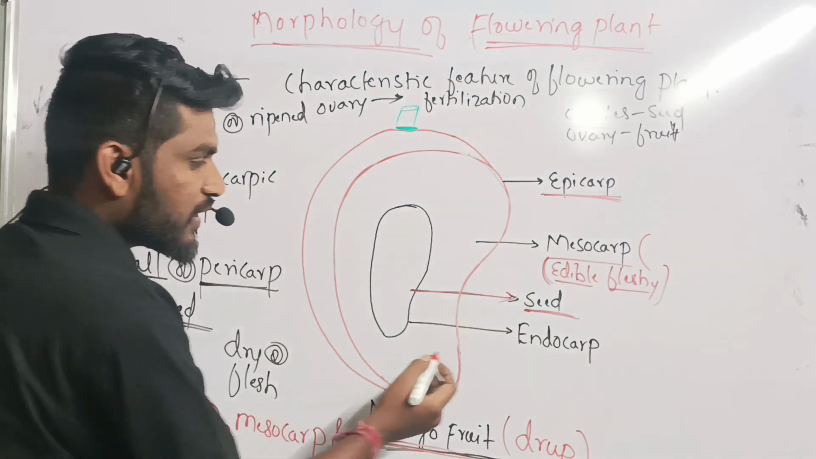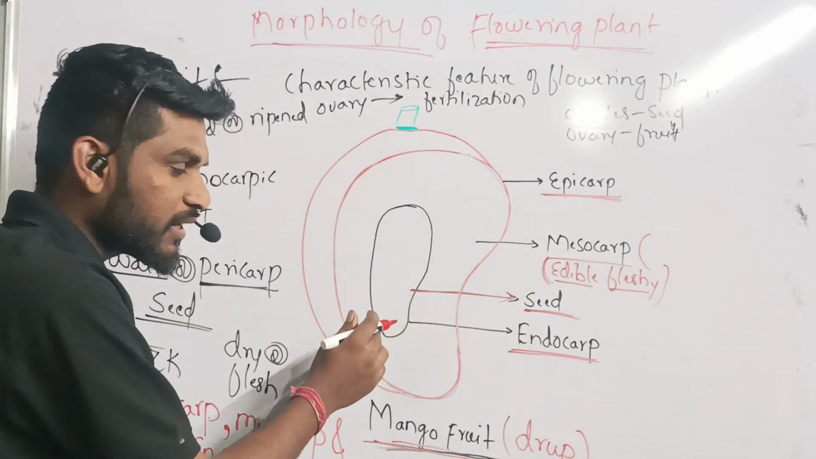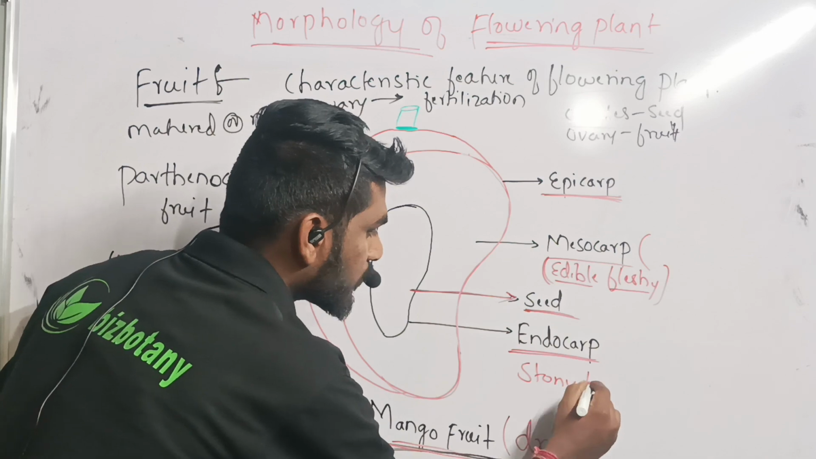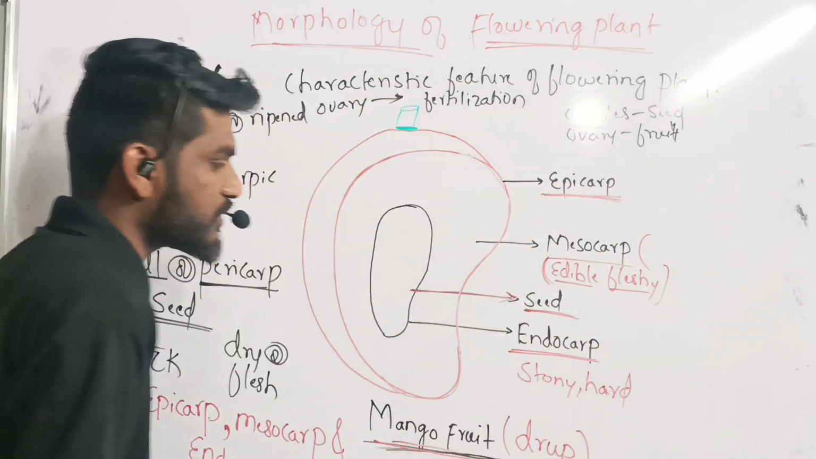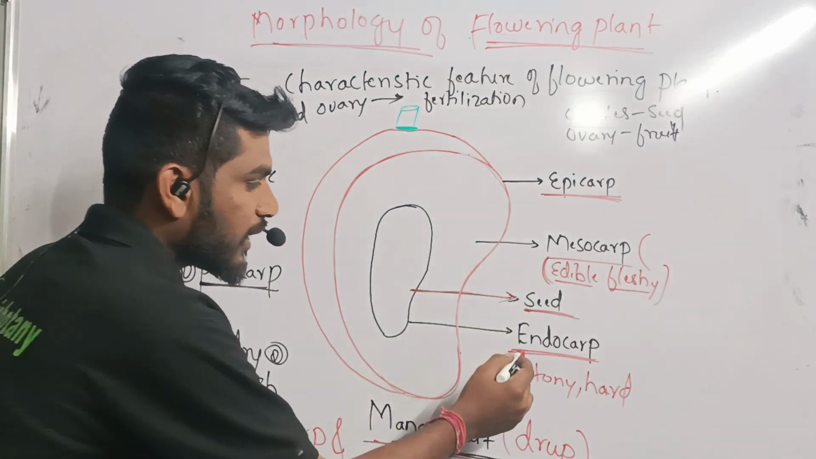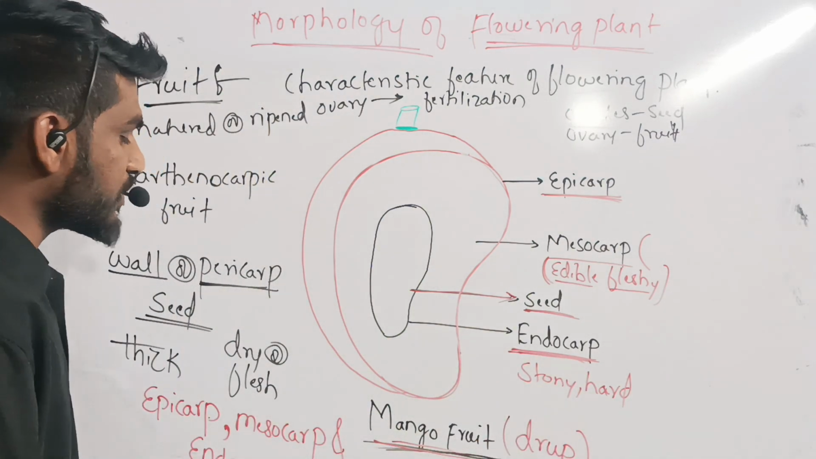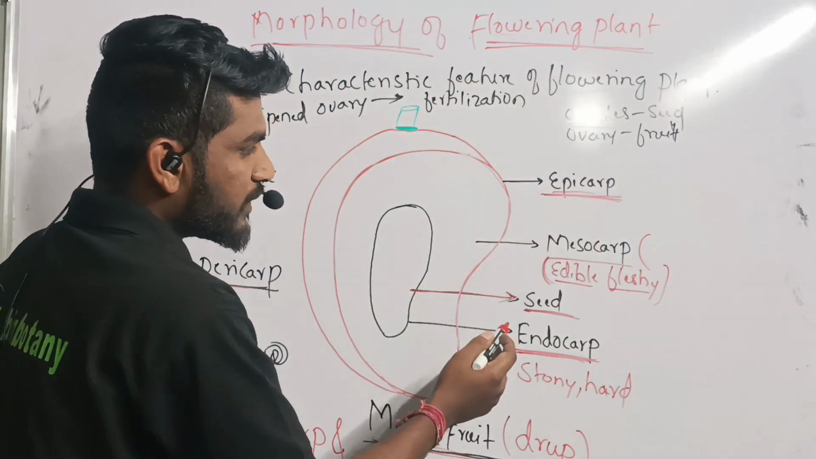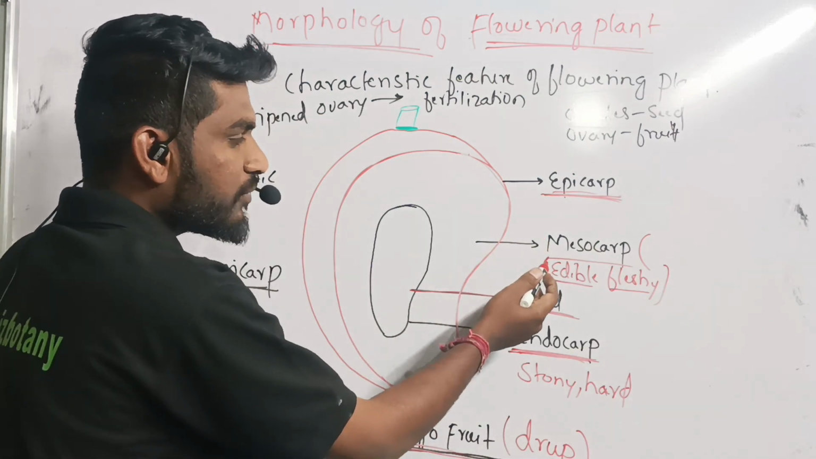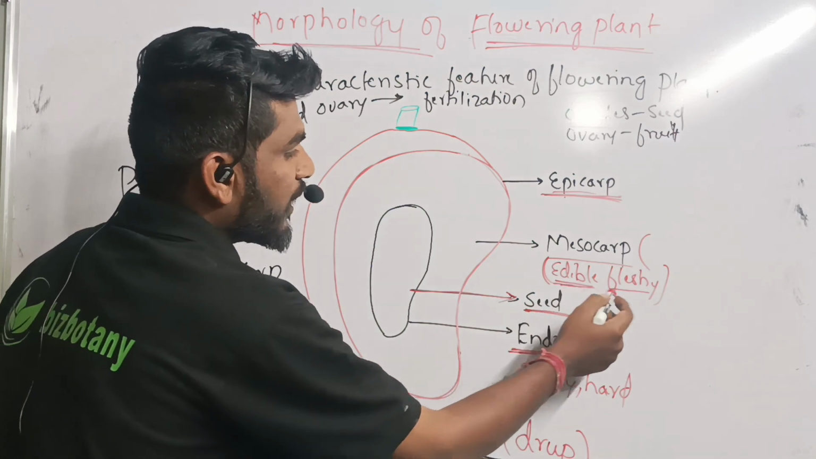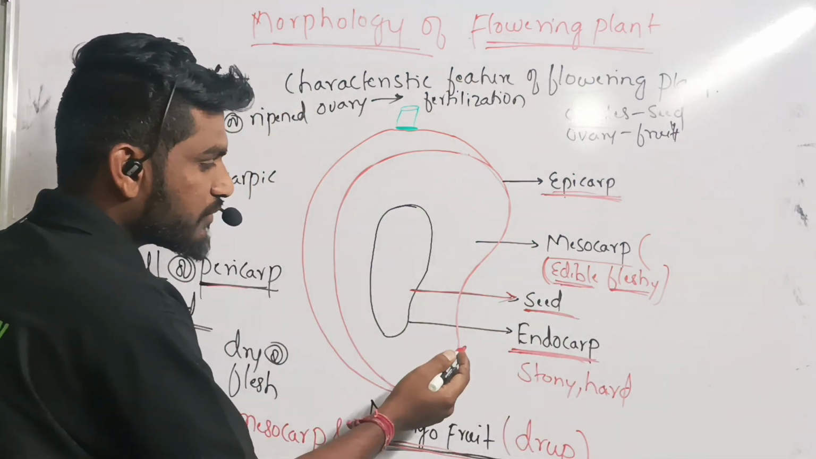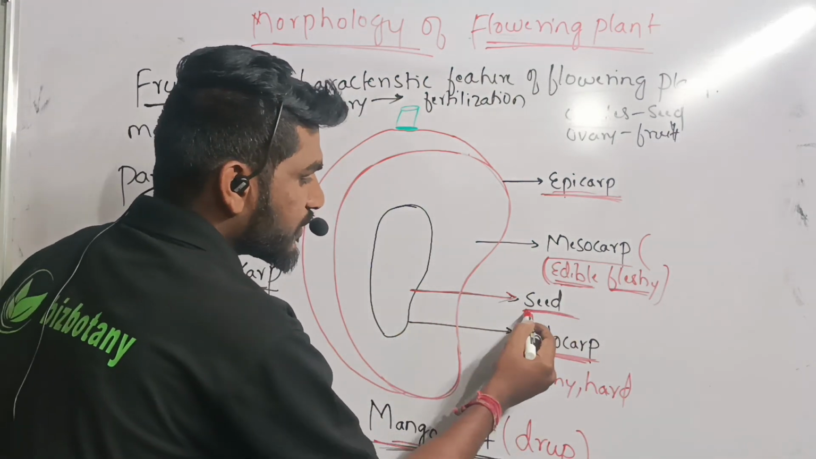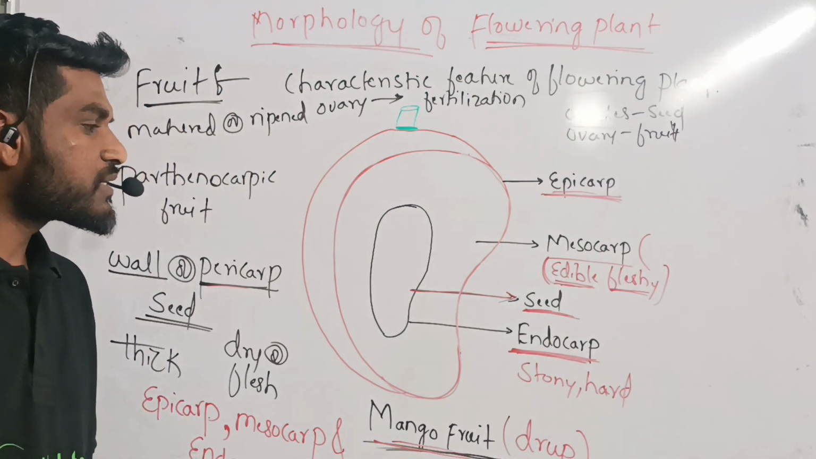Next is the endocarp. Endo means inside layer, the innermost layer of the fruit, and a somewhat stony, hard structure will be present. This wall we are calling the endocarp. We differentiated the pericarp of mango fruit into three layers. Epicarp, the outermost layer, is a somewhat thin layer. Middle mesocarp is edible and fleshy, and the innermost layer we are calling the endocarp. Inside the endocarp you can see the mango seeds.